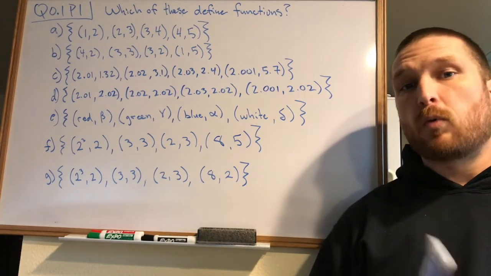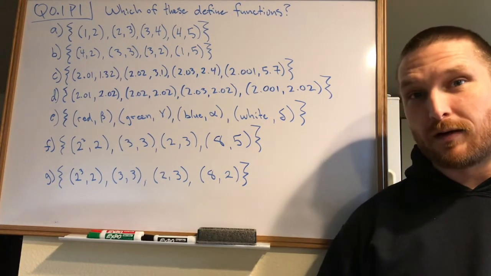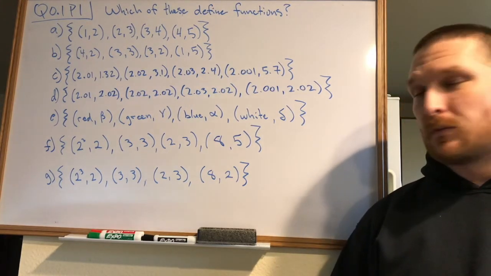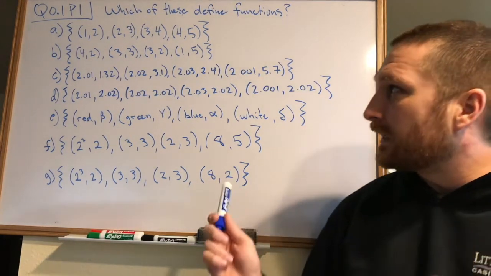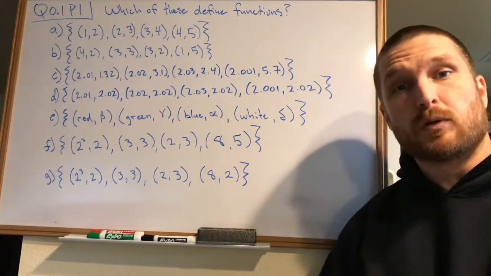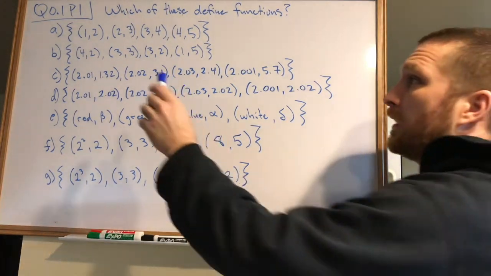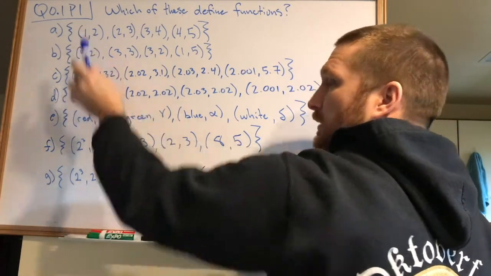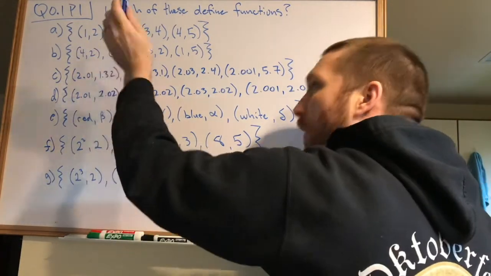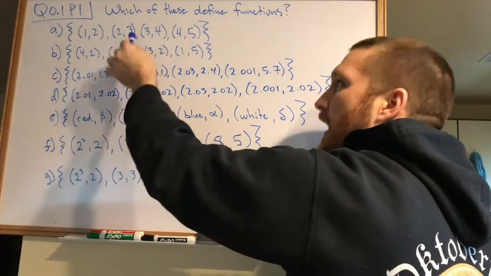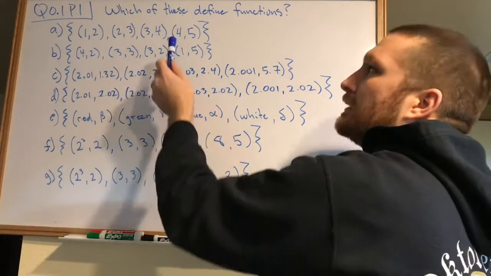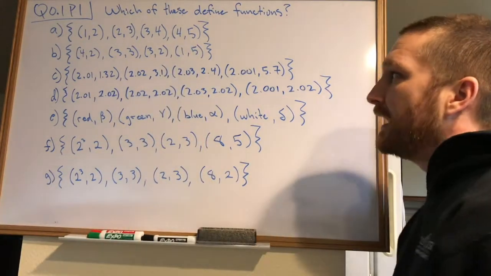Quiz 0.1, Problem 1. Which of these define functions? So in every case here, we're thinking about this as relationships between inputs and outputs, where, for instance, with the first one, it's saying the input is 1, the output is 2. When the input is 2, then the output is 3. When the input is 3, the output is 4, and when the input is 4, the output is 5.